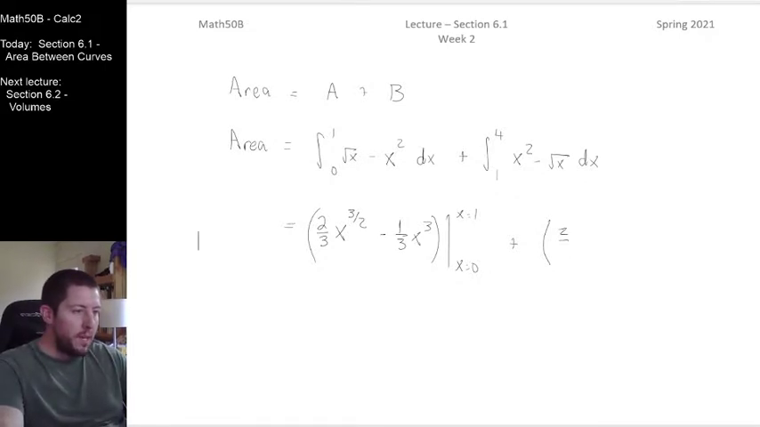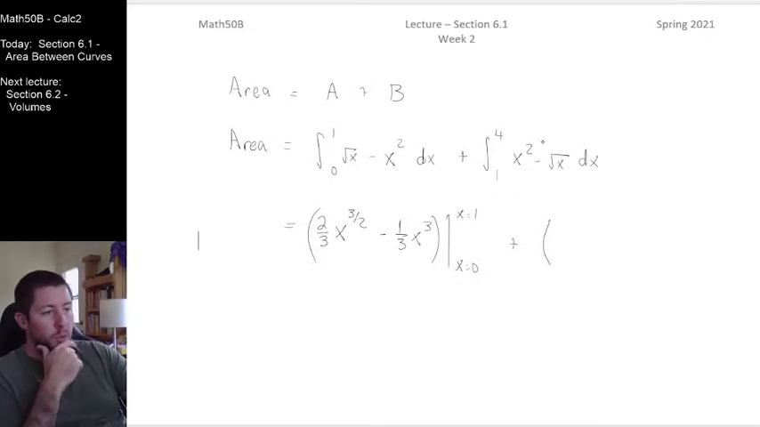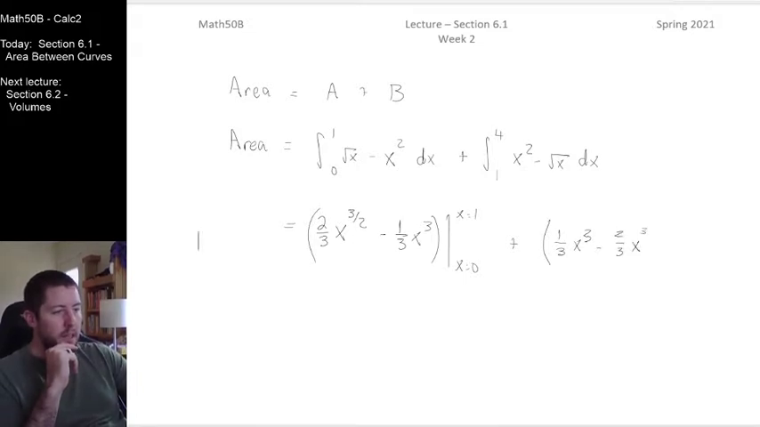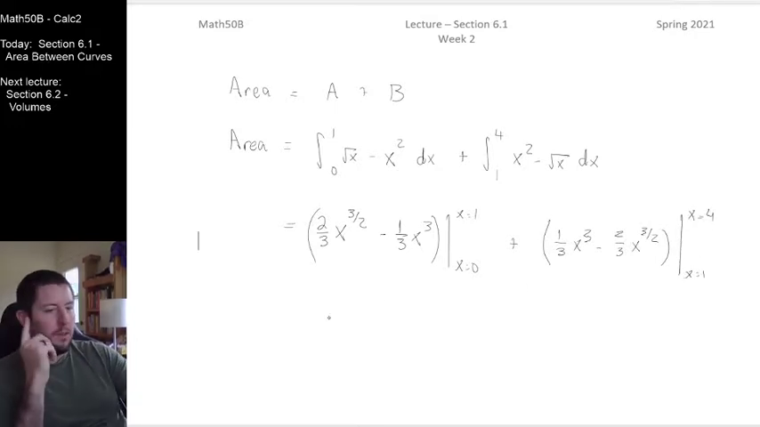Oops, I'm doing it backwards right there. I'm forgetting that we're switched right here. So I'm going to get the opposite terms, right? 1/3 x cubed, that's associated with x squared, minus the 2/3 x to the 3/2. And this guy we will evaluate from x equals 1 to x equals 4. So let's go ahead and do the evaluating now.